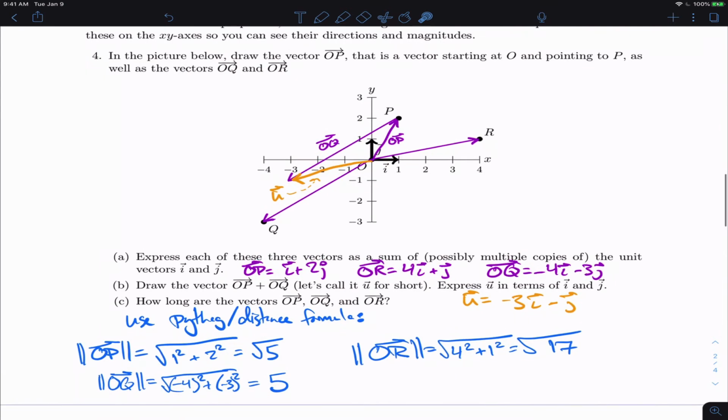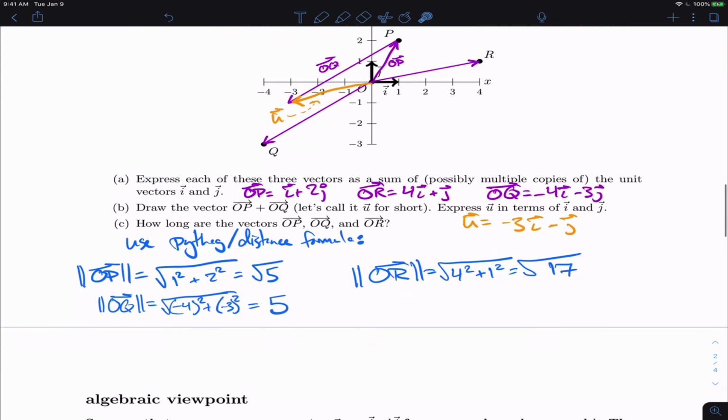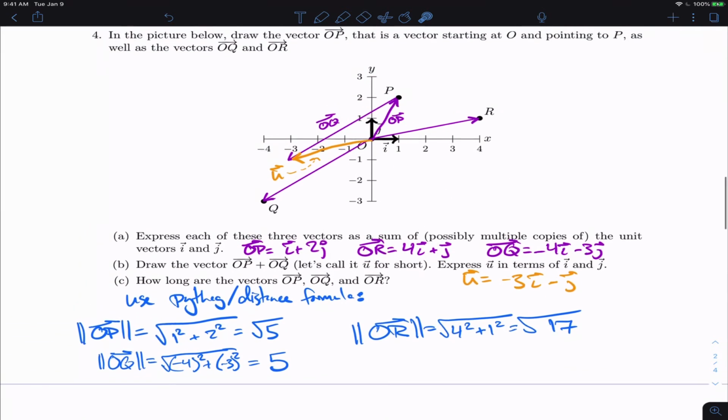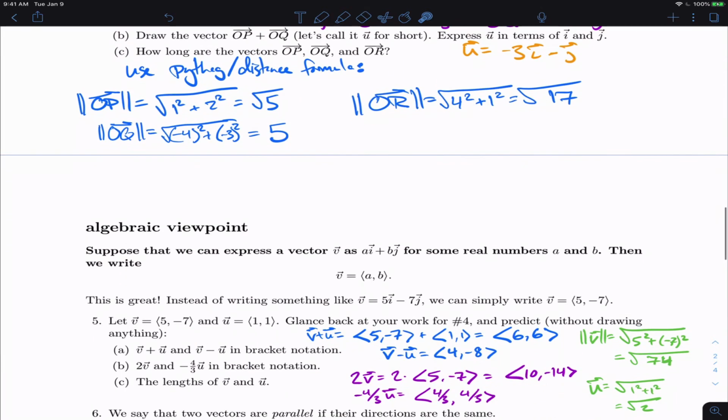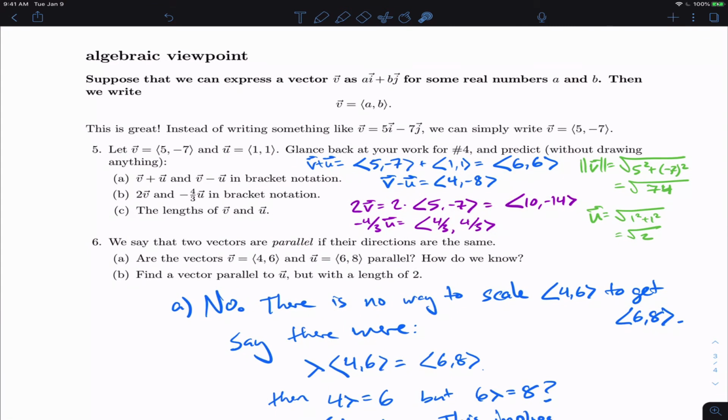I think everyone did pretty well with these, breaking them down in terms of i and j. If you know the i-j decomposition of a vector, then we can just use the Pythagorean theorem, which looks a lot like the distance formula in 2D, to find the lengths of these vectors. And then using this bracket notation makes it a little more convenient to do things like adding and subtracting vectors. So as you see here, we can add a pair of vectors in their bracket notation just by adding the first components, the x or the i components, and then adding the second components together.